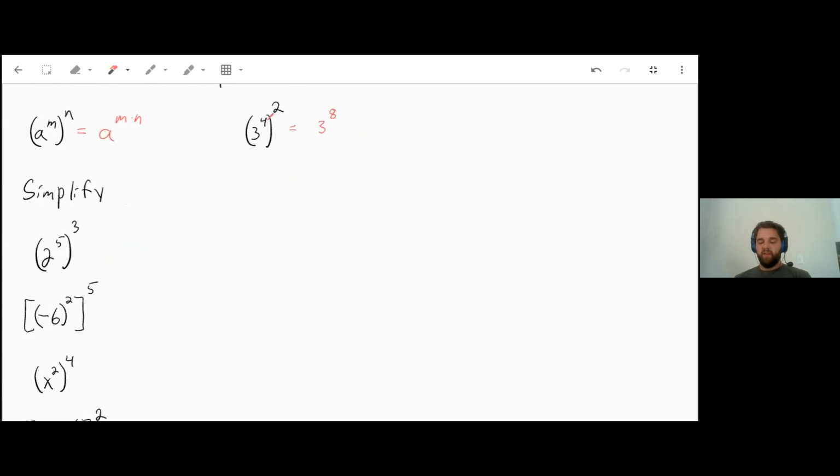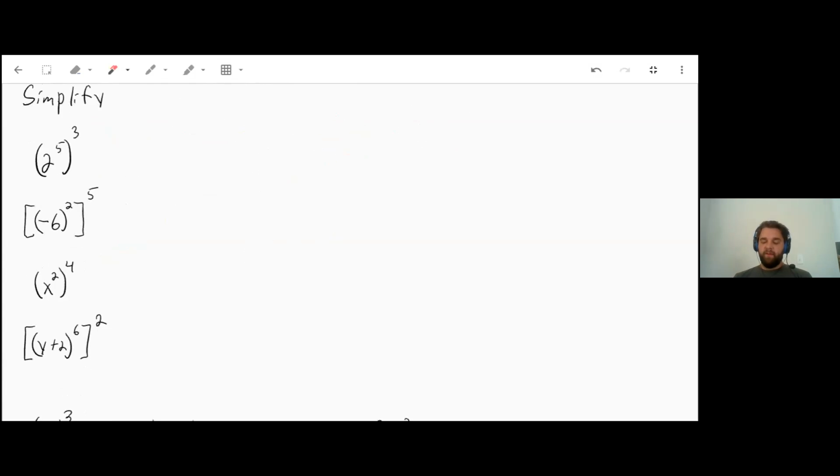Let's try some more like this. So 2 to the 5th to the 3rd, same base, we just multiply our exponents, and we get 2 to the 15th. Or we could have negative 6 to the power of 2 to the power of 5. Well, 2 times 5, that's going to give us a power of 10. Or our base could be x, and then it's a power of 2 to a power of 4. Multiply those together, 2 times 4 is 8.